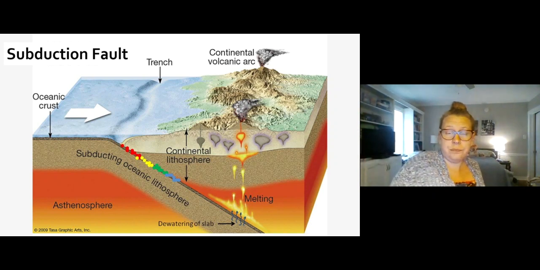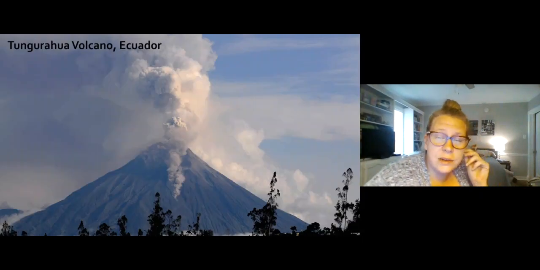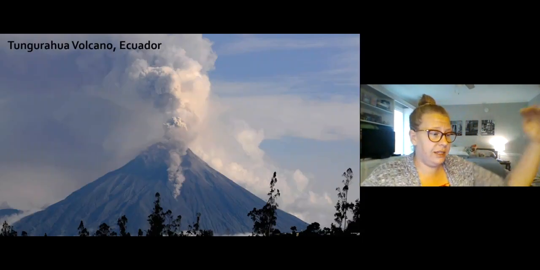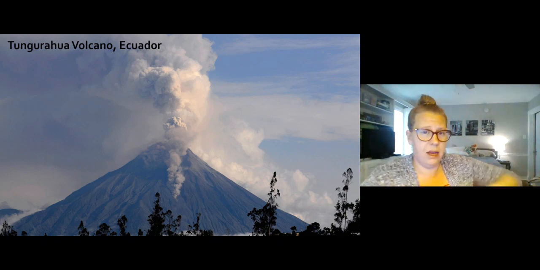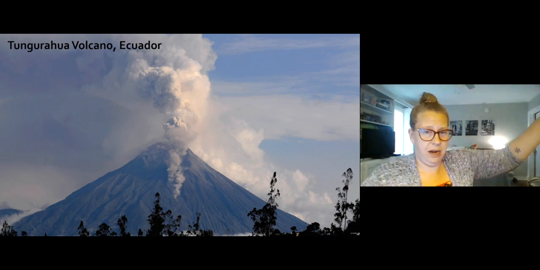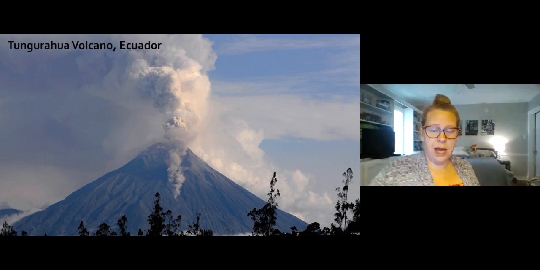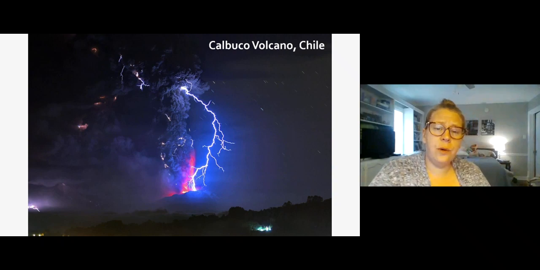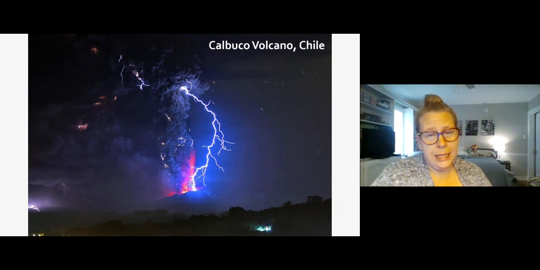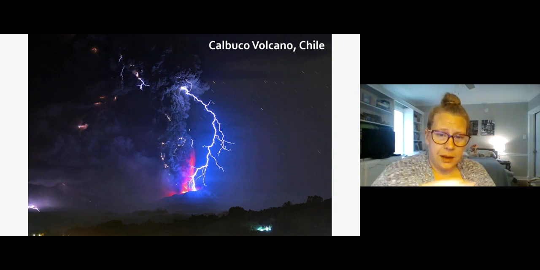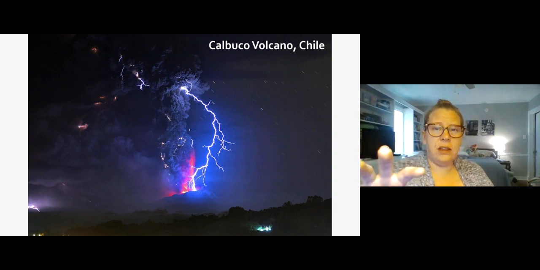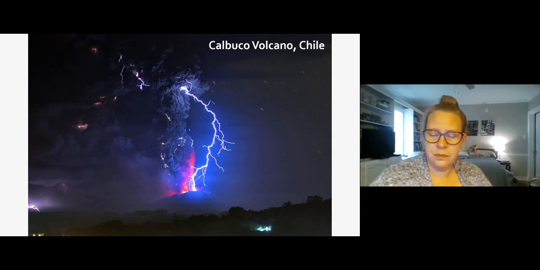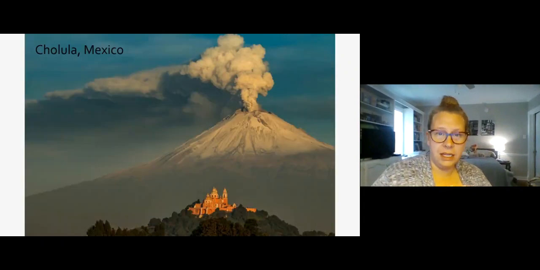So that means that you've got a lot of volcanoes in the Andes Mountains, and they extend all the way from southern South America up through Central America into Mexico. So, Ecuador, Chile. It's not uncommon for large volcanic eruptions to create their own weather systems. So it's super metal and awesome, but you will see lightning coming from volcanic ash clouds pretty regularly. Mexico.